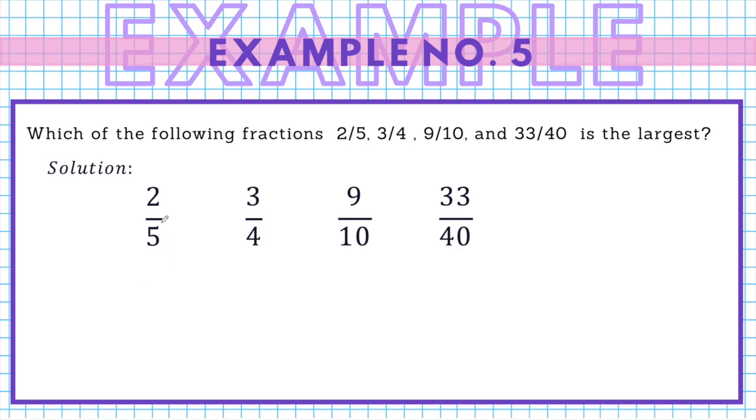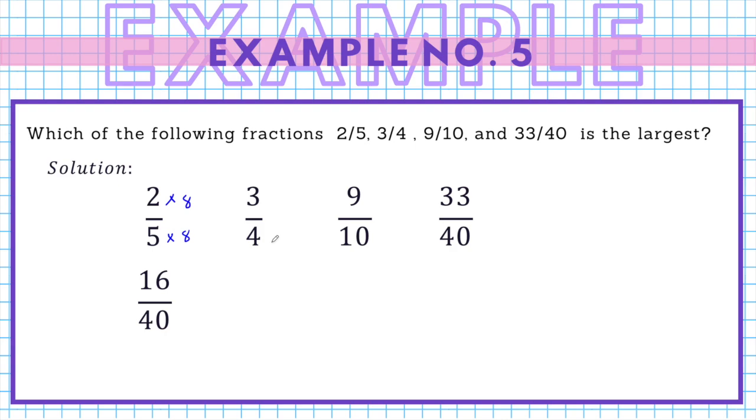So, converting 2/5 into a denominator of 40, all we have to do is get the quotient of 40 with the following numbers, then multiply the quotient with both the numerator and the denominator. Now, 40 divided by 5 is 8. We multiply 8 with both the numerator and the denominator. Now, we know that the equivalent fraction of 2/5 is 16/40.